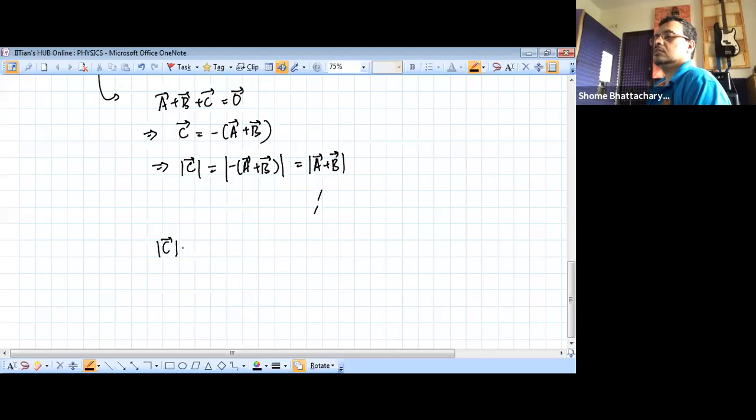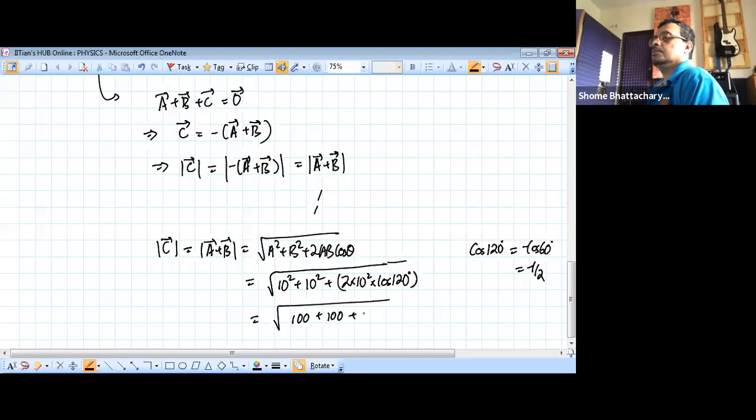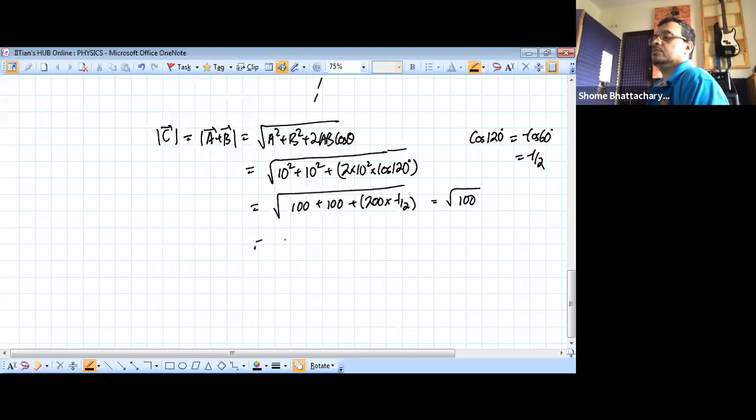Okay, so mod C is equal to mod A plus B is equal to root of A square plus B square plus 2AB cos theta. Now in that you substitute the values which are given. So A is equal to B in magnitude. And the angle is 120. So cos 120, you know, is minus cos 60. So it is minus half. So substitute that over there. Okay. So it's 100 plus 100 plus 200 into minus half. So that becomes square root of 100. So that's 10. So interestingly, the magnitude of the vector C is also 10.